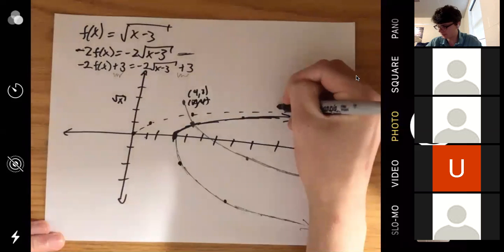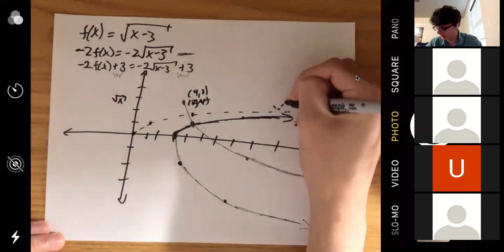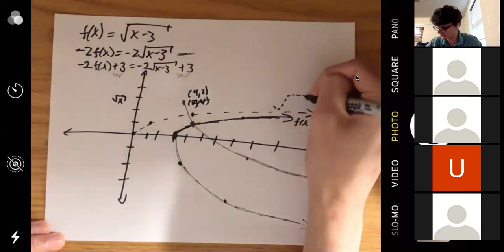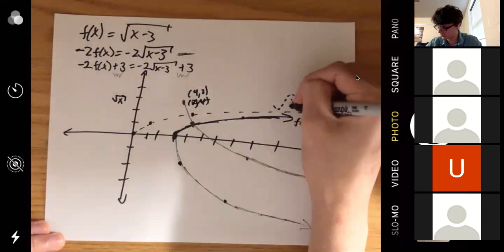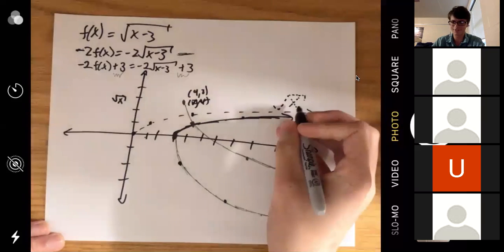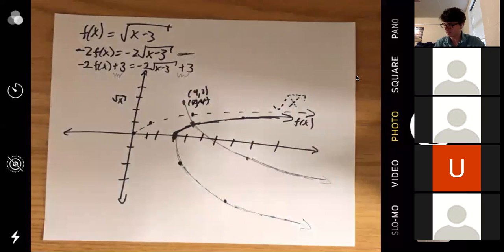This one, ooh, if I wanted to, I could keep it dashed. Oh my gosh, aren't I a genius? Square root of x, get it? Because it's dashed. Isn't that funny? Anyway, that's square root of x.